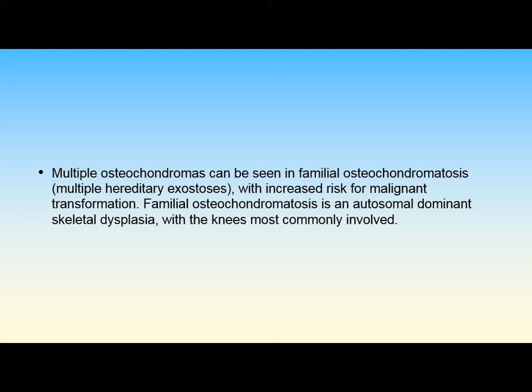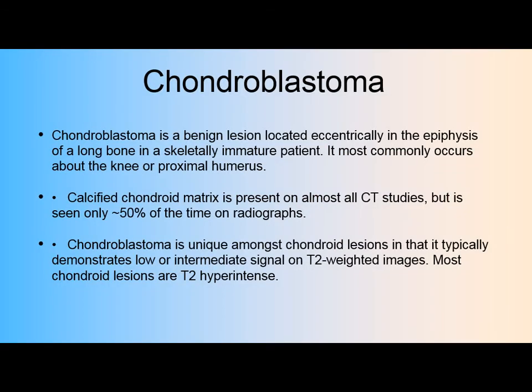Multiple osteochondromas are common in the familial condition called multiple hereditary exostosis, and in this condition the risk of malignancy is higher than with a single lesion. When it's multiple, there is a higher risk of malignant transformation.